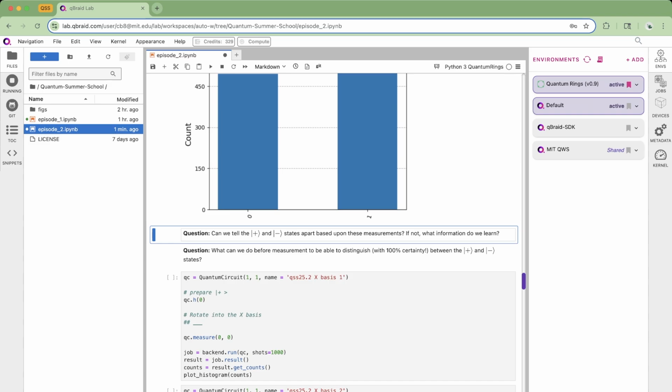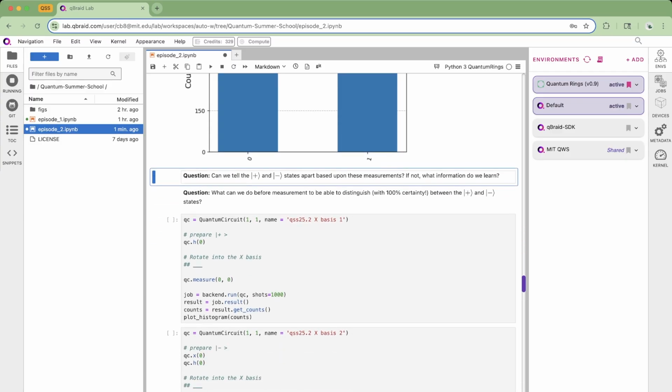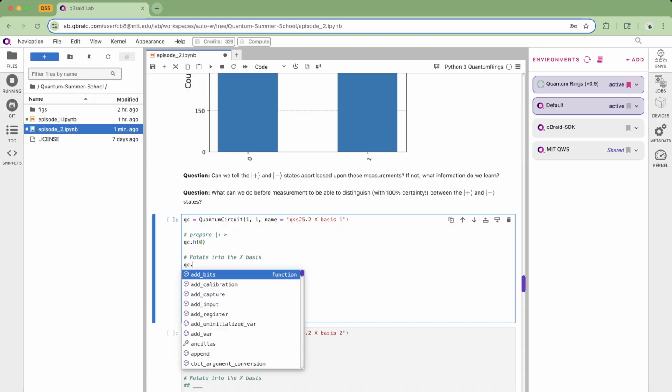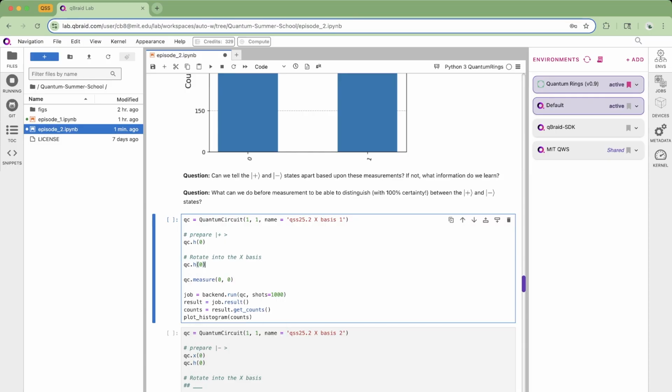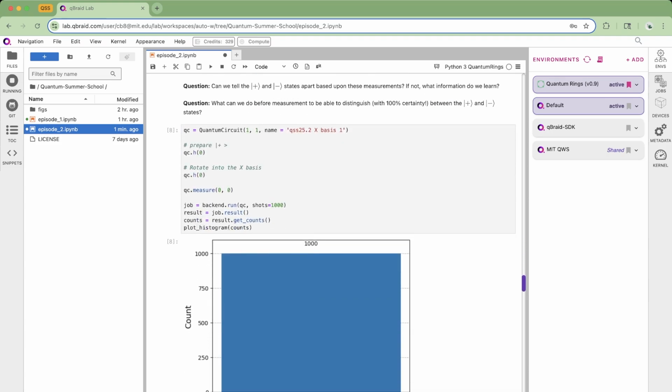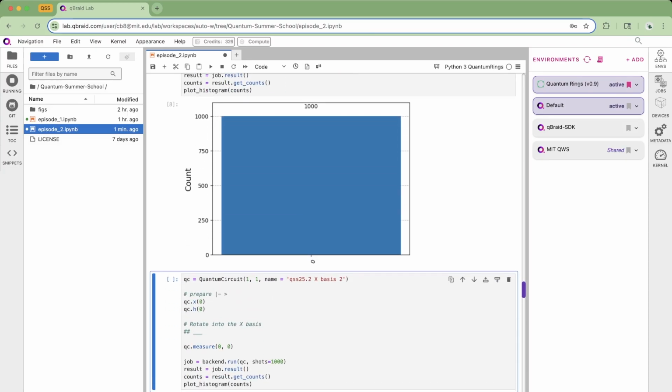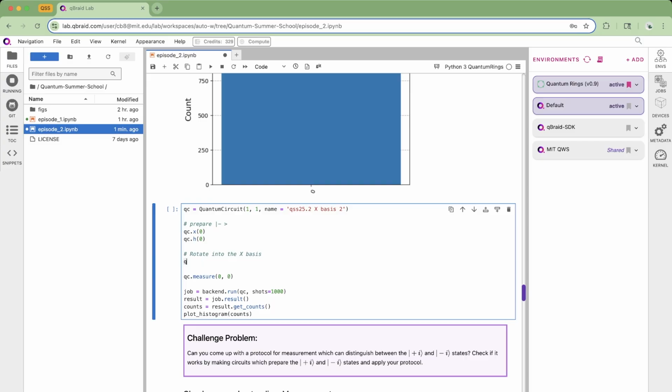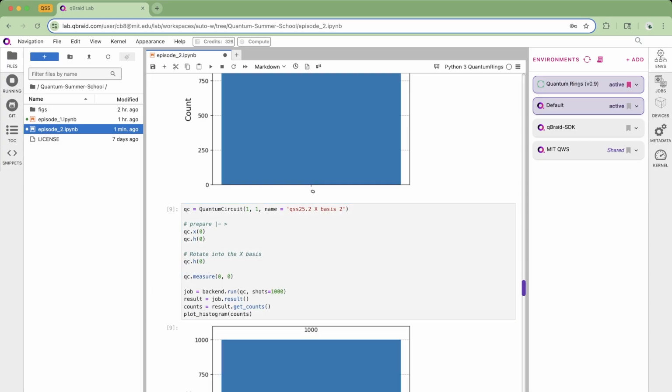What we can do is rotate into the x basis. We know that the Hadamard gate maps 0 to plus and 1 to minus, but it also maps plus to 0 and minus to 1. So if we apply a Hadamard gate right before measurement, then we will align the plus state with the 0 state and the minus state with the 1 state, and we'll be able to distinguish them. Here we're preparing the plus state, but then performing a Hadamard before measurement, and we always measure the 0 state. And then if we rotate into the x basis, here with the minus state, we will always measure 1.